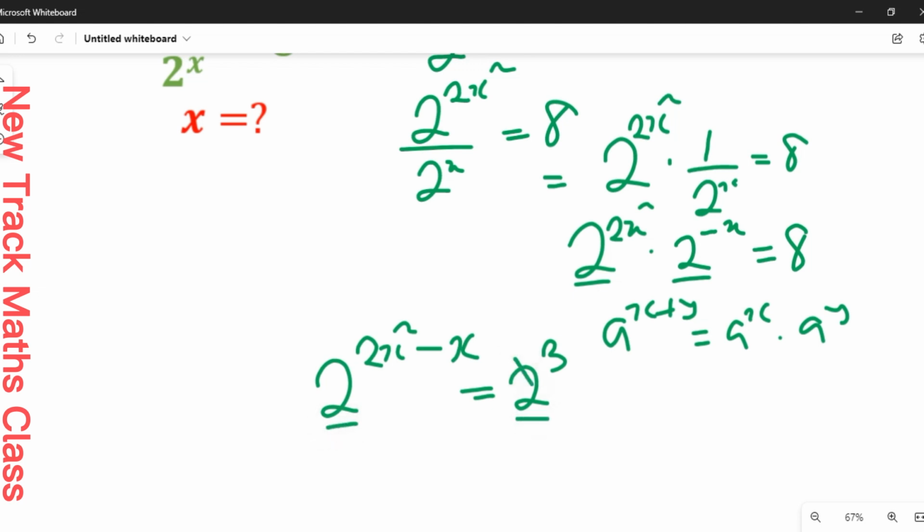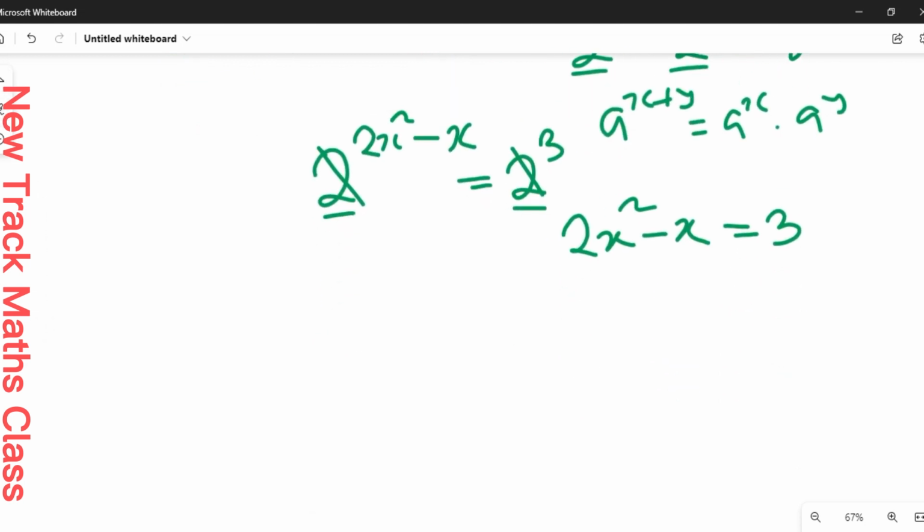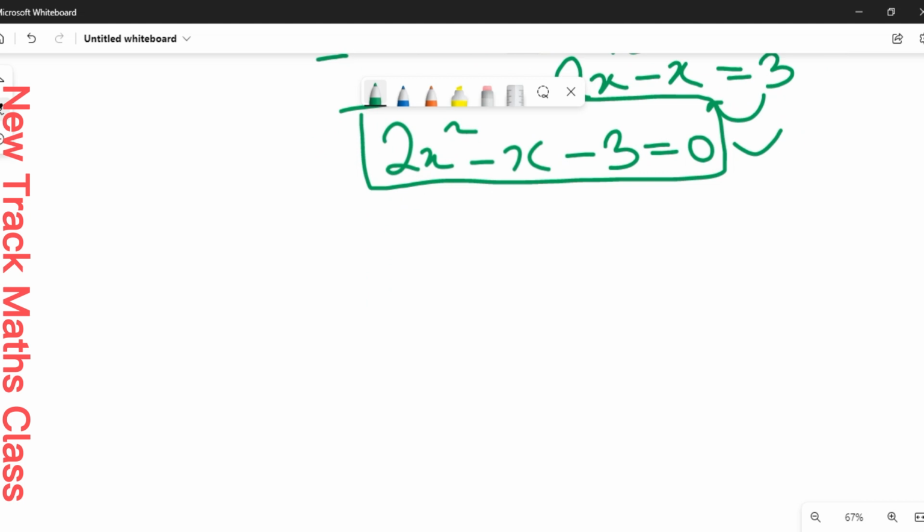So what will happen is the common base will clear, and we'll have the powers equating each other. So we'll have 2x squared minus x equal to 3. Now if we bring 3 to the left hand side, that will give us 2x squared minus x minus 3 equal to 0, which is a quadratic equation.